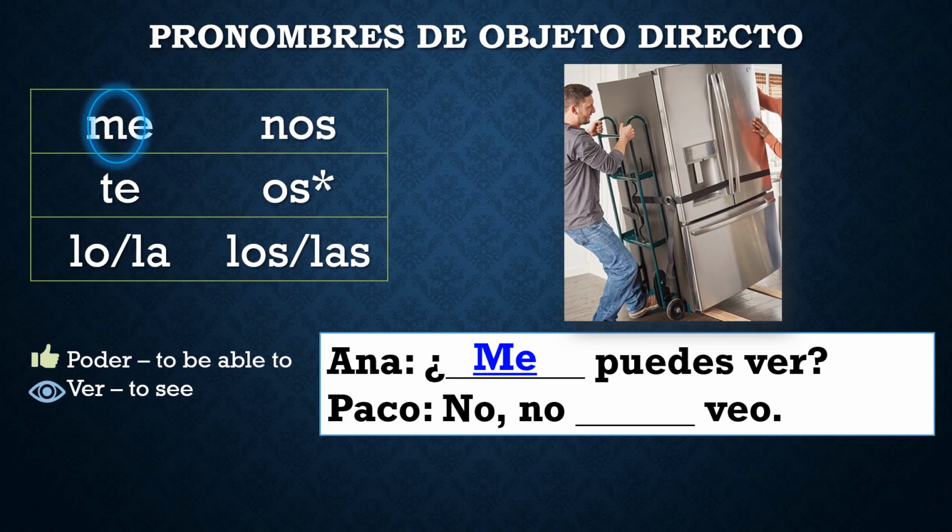Y Paco responde, no, I can't see you. So which one would we use to say you? I can't see you. No te veo. I don't see you. No te veo. Una vez más, one more time. ¿Me puedes ver? No, no te veo.